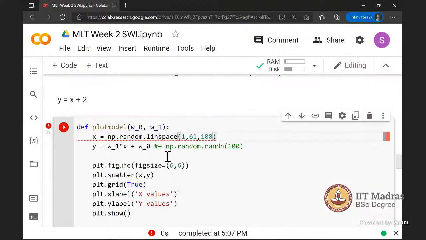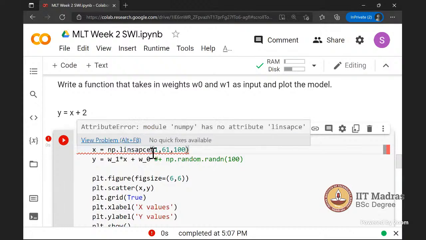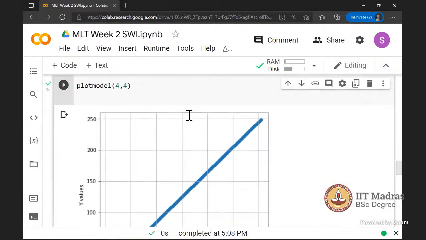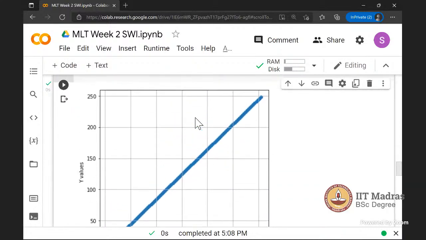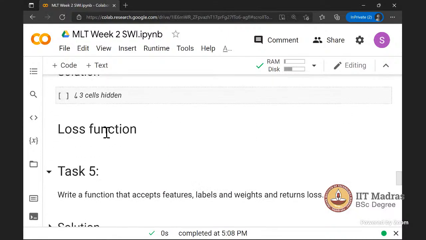This time we will not. There's no random, it's just np.linspace. It's still showing an error, which is interesting. Spelling, space. Oops. All right, now we are seeing very uniform data points. Okay, let's go to the next task.